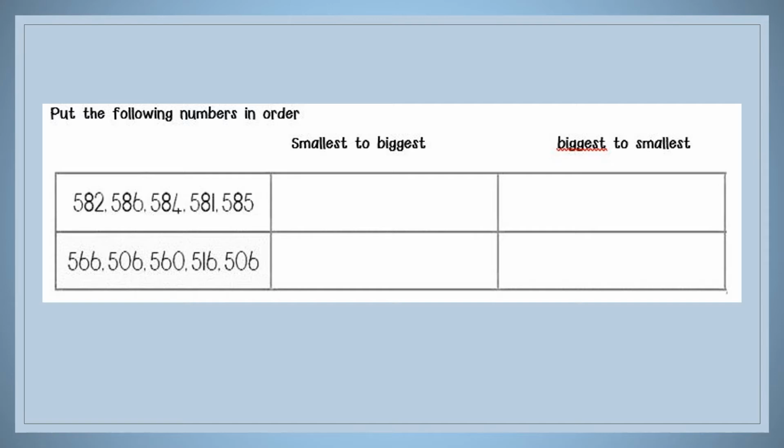The second row, 566, 506, 560, 516. And the last number is 506. Now, if you've noticed, two numbers are the same. Which two numbers are the same? Yes, the 506. So when we are putting this row of numbers from smallest to biggest, 506 will be written next to each other. As well as when you are writing it in the second column that says biggest to smallest, you are going to write it next to each other.